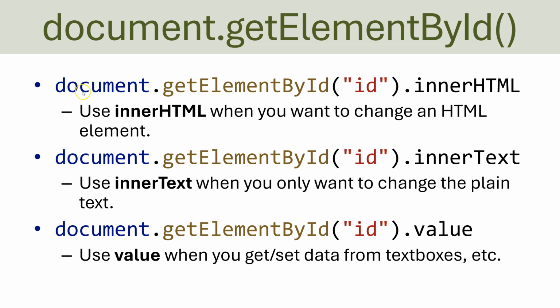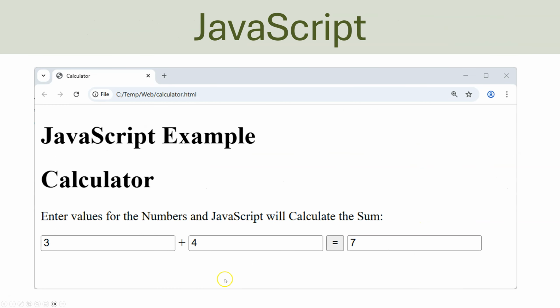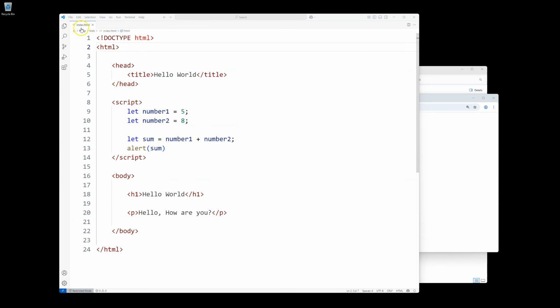So then there are some built-in functions that you can use called document.getElementById, and then you have different versions. You have .innerHTML, .innerText, and .value. So we will try some of these in our calculator example as well. So we use our previous example as a starting point.